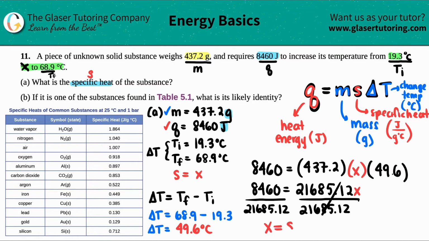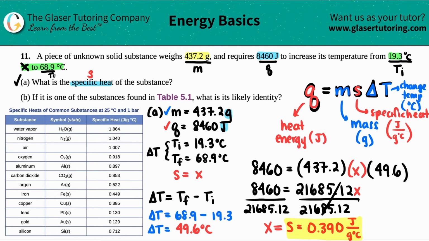You would say that your S is your specific heat, which is 8460 divided by that big number. And I need 3 sig figs, right? Because the lowest number that I have here is 3 sig figs. So I'm going to say 0.390, and that's in joules per gram degree Celsius. And that's my final answer for A. So for A, they asked for what was the specific heat. It was 0.390 joules per gram Celsius. So that's the final answer for A.